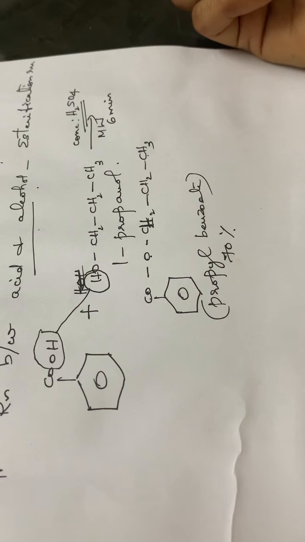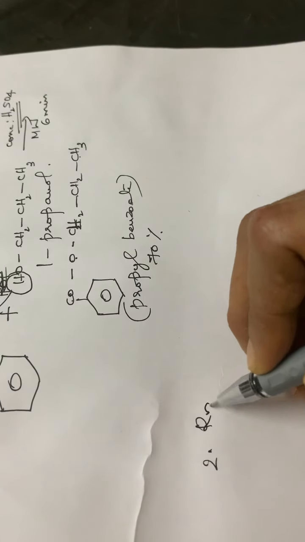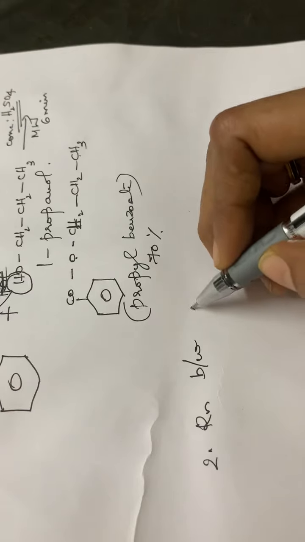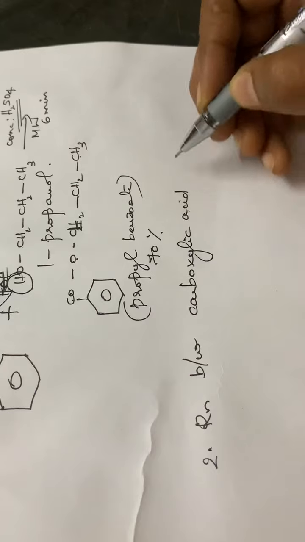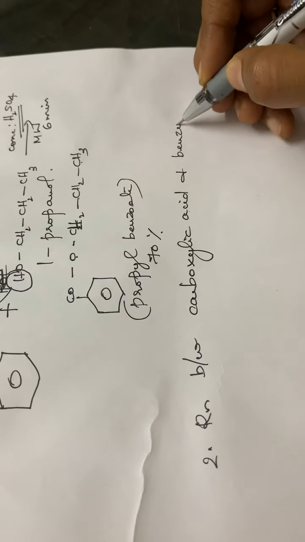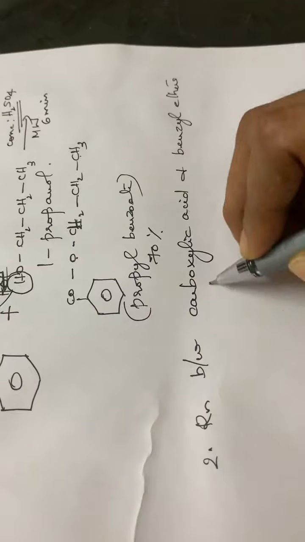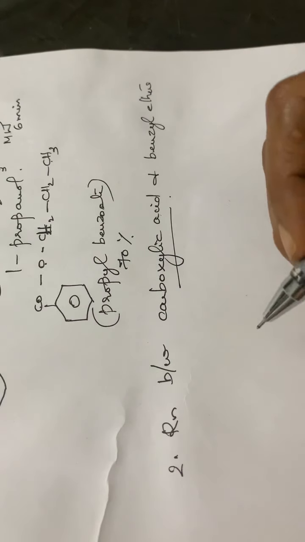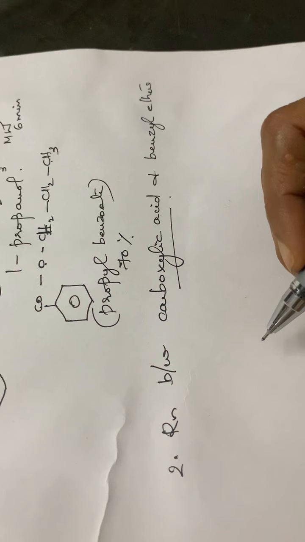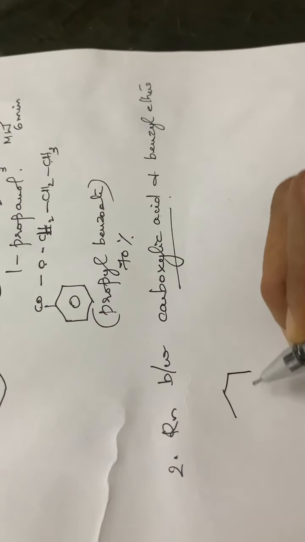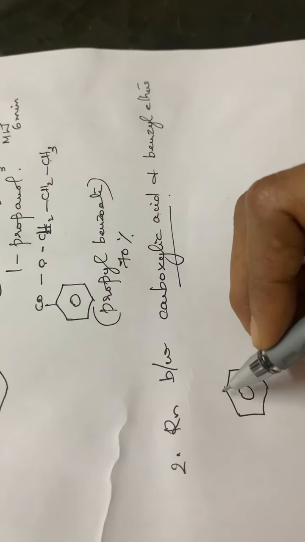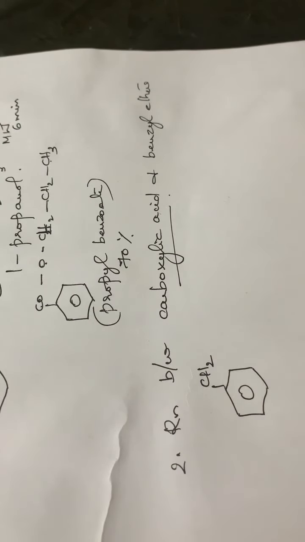Then the next reaction, hope you have written. The second one is the reaction between carboxylic acid and benzyl ethers. Here benzyl ethers are used, that means benzyl n-butyl ether. See, the structure will be like this. This is the benzyl group, C6H5CH2.